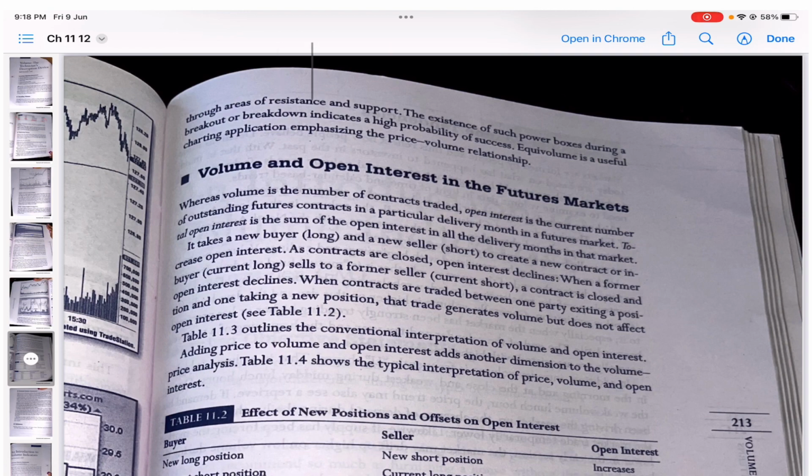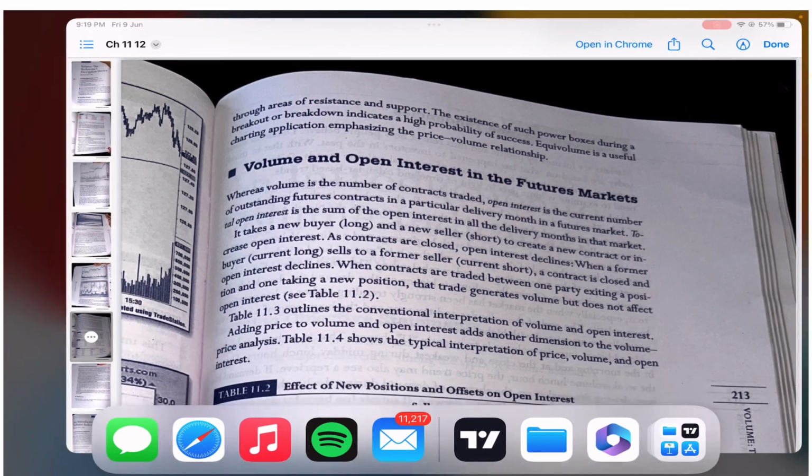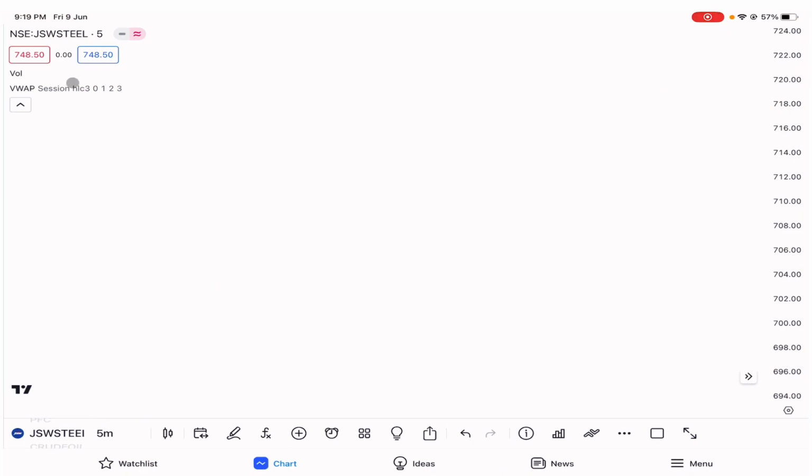Okay. So the existence of power boxes during a breakout or a breakdown indicates a high probability of success. So why have they said that? We've already discussed this multiple times, that if you want to confirm a breakout or a breakdown and you want a proper breakout or breakdown, you need to confirm it with volumes. If your volume confirms a breakout or a breakdown, then you can say that the breakout is true. If there is a breakdown wherein the volume is not high, then that can probably be a fake breakout. So that is how you are going to use your equivolume. Equivolume is a usual charting application emphasizing the price and volume relationship.